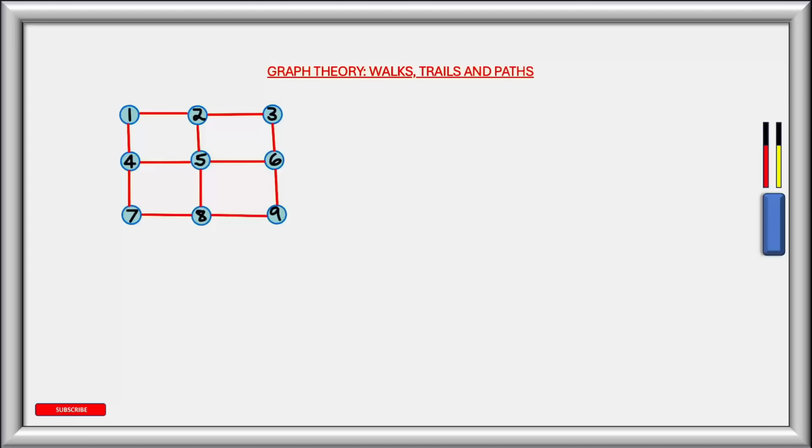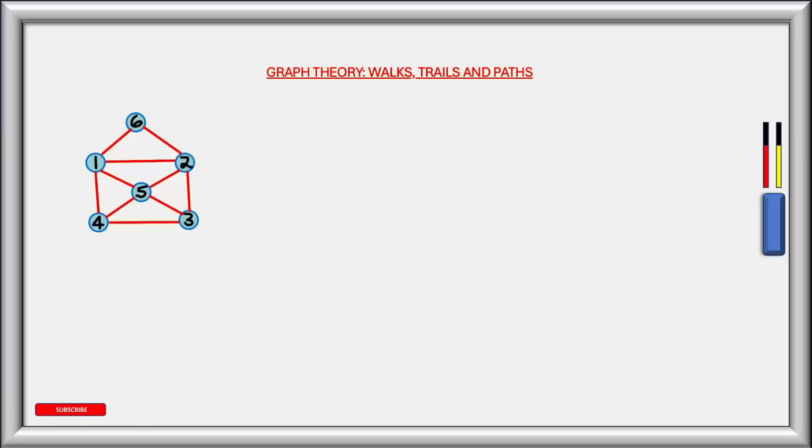Now let's look at the maximum number of edges we can use in a single trail. So let's start at vertex 2 and move to 5, and then 5 to 4, 4 to 1, 1 to 2, 2 to 3, 3 to 6, 6 to 5, 5 to 8, 8 to 9, and 9 to 6. At vertex 6, we have nowhere further to go without using an edge twice. And so if we count up the number of edges we've used, we get a total of 10. And so 10 is the maximum number of unique edges that we can travel in a single trail on this particular graph.